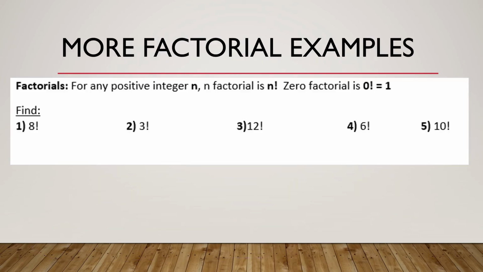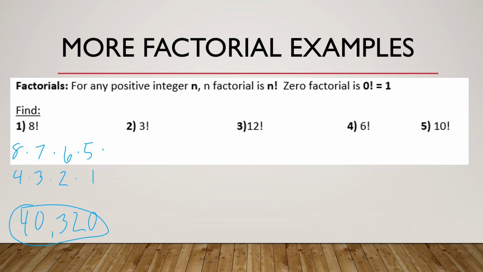So here are some more factorial examples. You can do this straight in your calculator, or you could do it by hand. If I did this in my calculator, all I'm going to type in is 8 factorial. If you're doing it in your head or by hand, you do 8 times 7 times 6 times 5 times 4 times 3 times 2 times 1, which is 40,320. 3 factorial is a little easier because it's smaller, so you could plug it into your calculator with the factorial sign, or you could do 3 times 2 times 1, which is 6.